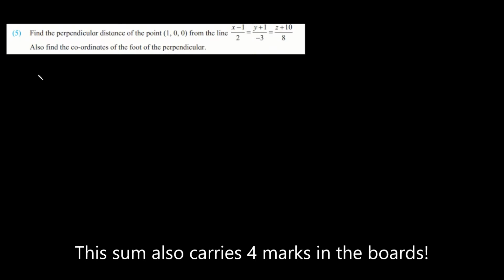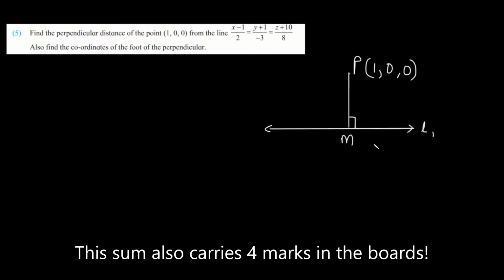So in this case, again, suppose P is the point which is given. The coordinates of P are 1, 0, 0. Now what is the question? From P, a perpendicular is drawn towards this particular line. Suppose L1 is the given line, having this particular equation. So from P, we draw a perpendicular towards line L1, and M is the foot of the perpendicular. We are supposed to find the coordinates of M and also the distance PM.